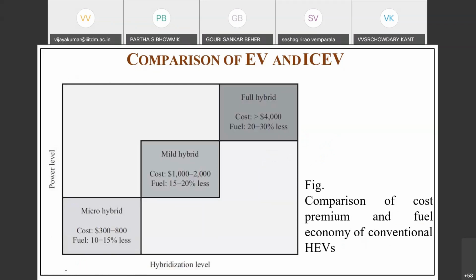Okay, so when we come to the cost premium and fuel economy, depending upon the size and hybridization of your electric vehicles, the cost will keep on increasing, right? At the same time, the fuel consumption of that vehicle will be reduced. So when you are increasing the hybridization, if you are going with the full hybrid, you are able to save much fuel. So that's what this graph shows.